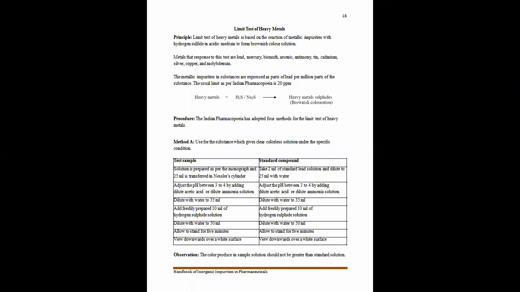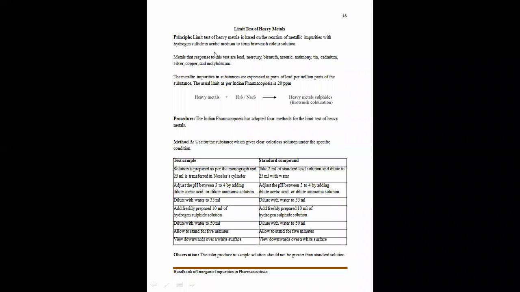So this brownish color formation with the heavy metals is nothing but the determining parameter for the presence of heavy metal in the pharmaceutical preparations. Now, for example, what type of heavy metals are actually present as an impurity in the pharmaceutical substances? Those metals which respond to the test are lead, mercury, bismuth, arsenic, antimony, tin, cadmium, silver, copper and molybdenum. These are all the category of heavy metals present as an impurity in the pharmaceutical product.